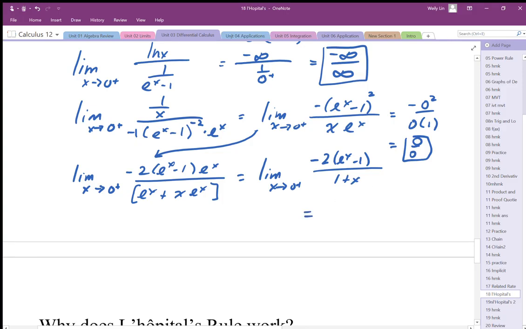I'm going to end up with going to 0 from the positive side, so it's going to be 0 times negative 2, and 1 plus 0, well, that's going to work out to 0. Wow, it took a long way to get there, but there it is.